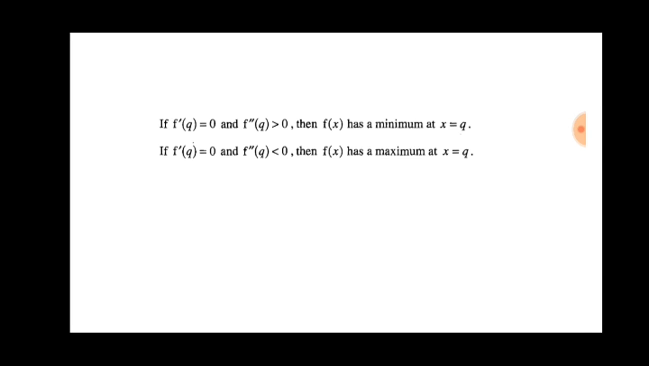If f dash of q equals 0 and f double dash of q is greater than 0, then f of x has a minimum at x equal to q. If f dash of q equals 0 and f double dash of q is less than 0, then f of x has a maximum at x equal to q.